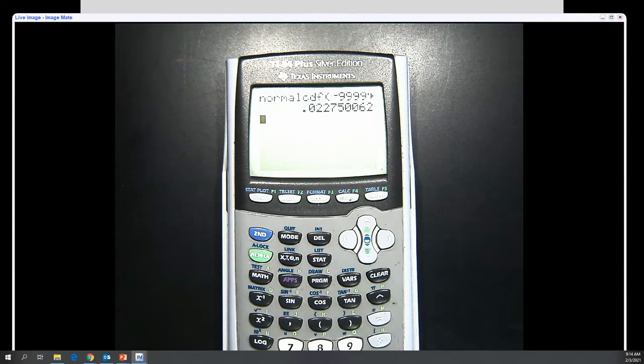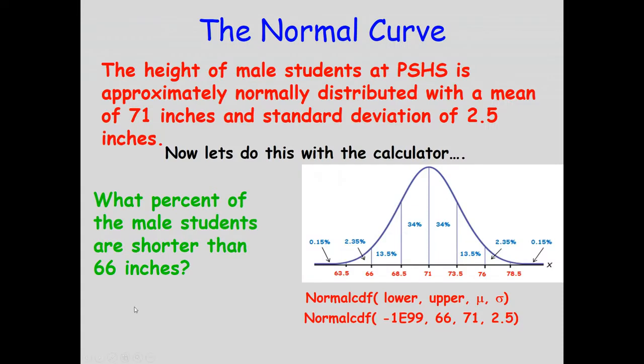Our empirical rule said it was, I think, 2.5% less than 66, and that's okay. I mean, the empirical rule is an estimation, so you're not going to get exactly the same answer. This was 2.5%, and we got a more exact answer, which is 0.023.